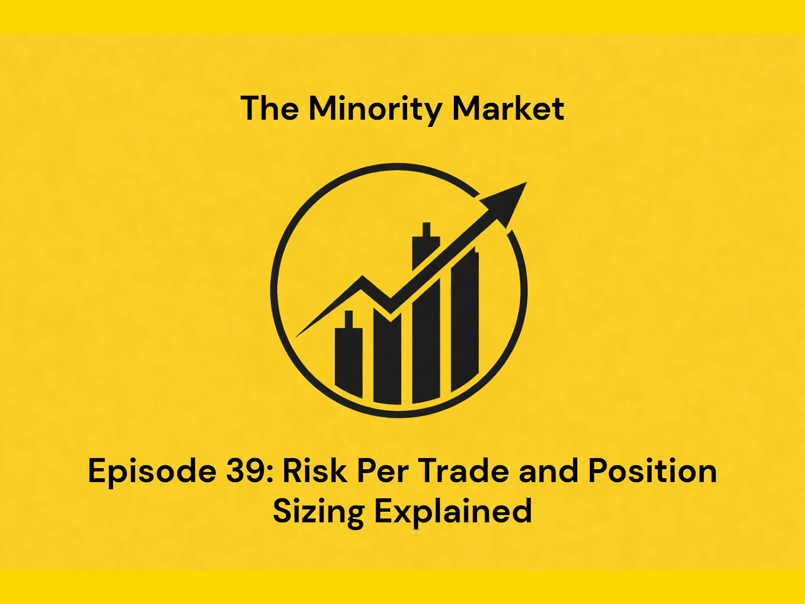Here is a simple framework. First, decide your maximum risk per trade. Many disciplined traders risk a small percentage of capital per trade. Second, calculate stop distance based on structure. Third, calculate position size based on risk and stop distance.